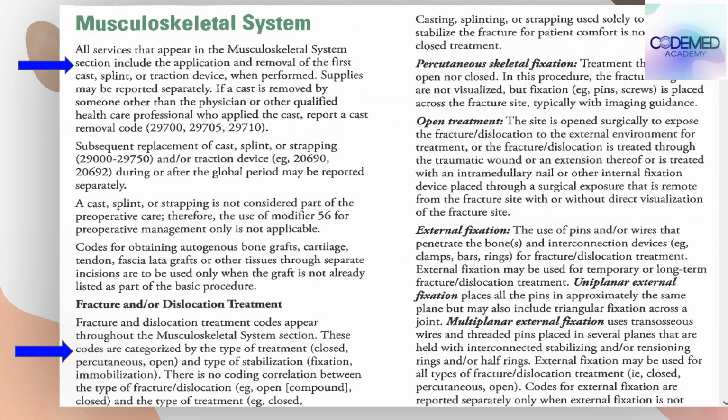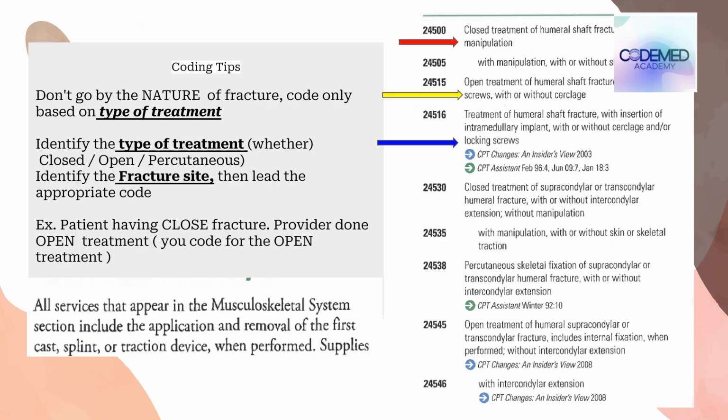Now in the book you will see this fracture guideline, but I will explain it point-wise so that you will always remember. What are the coding tips for fractures? Don't go by the nature of the fracture; code only based on the type of treatment. We have to identify that treatment. It could be open, closed or percutaneous. And the second important thing is that one must identify the fracture site, which leads to the appropriate code.